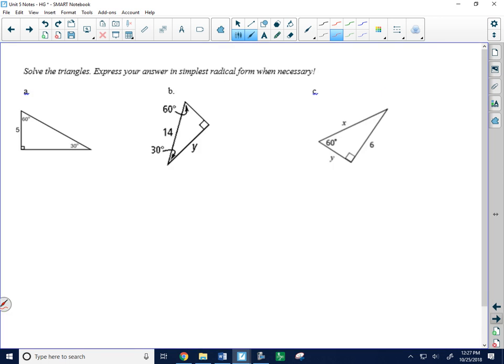Simplest radical form again, we'll solve the triangles. Some of them already have 30, 60 filled in. That's good. Over here, 90, 60, 30. Okay, I always like to highlight the one that I need, the short leg. This one, it's 5. I already have it.